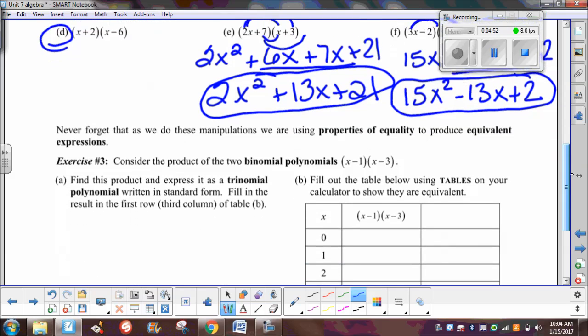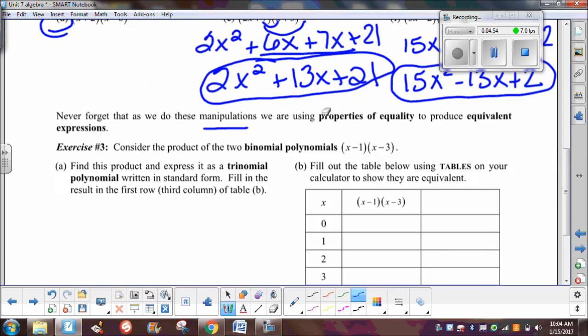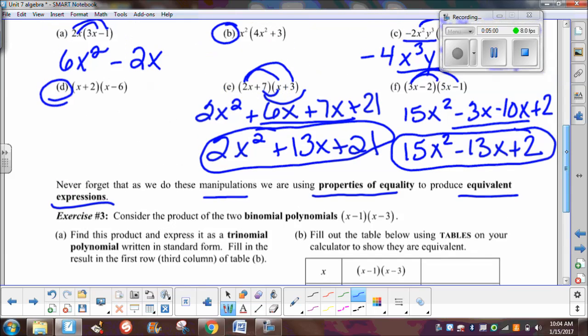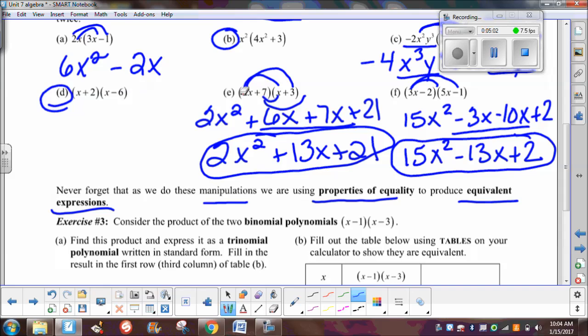It says, never forget that as we do manipulations, we are using properties of equality to produce equivalent expressions. So in other words, in this problem here, say in letter E, our initial problem is equivalent to our answer. They're just in different forms.